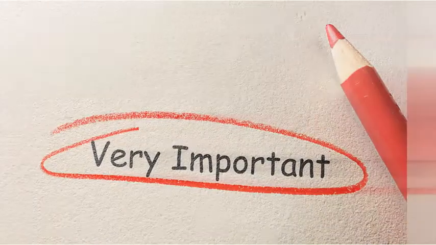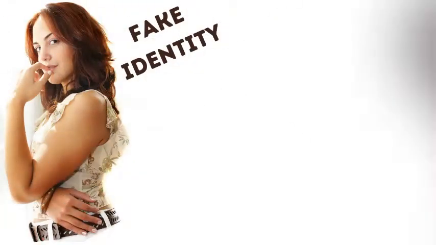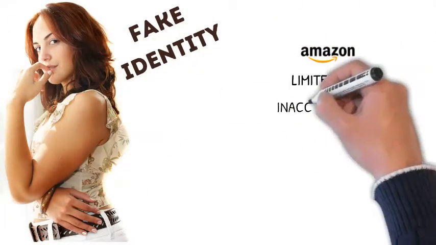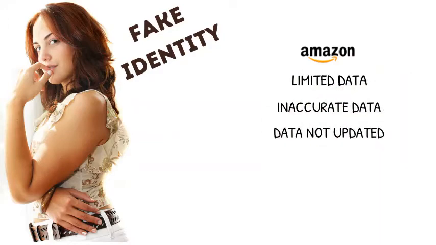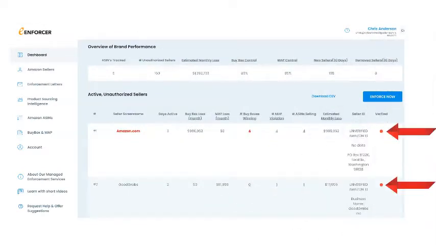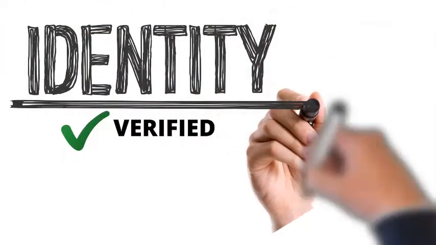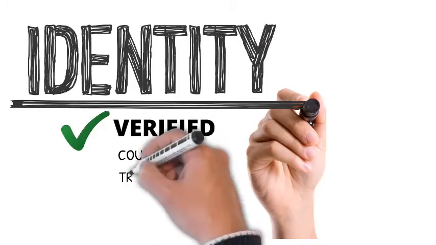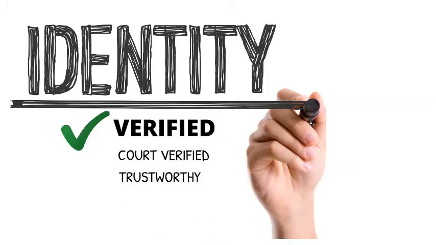The next step is very important. The seller identity is only what the seller has provided to Amazon and is very limited in data and many times inaccurate. If the verified column is red, then the ID is not verified for accuracy by eEnforce. It is strictly Amazon's data. If it is green, then our investigators have verified the information, and this is what we call court-verified and trustworthy.